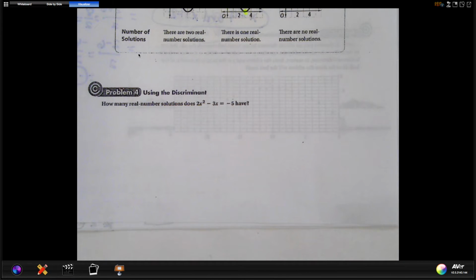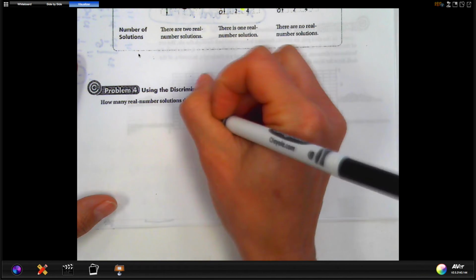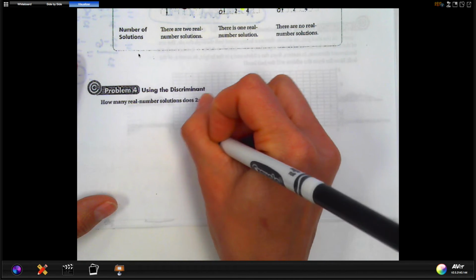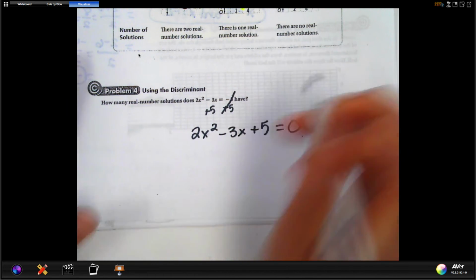So, using the discriminant. Sometimes the question isn't what is the solution, it's how many solutions are there. And without graphing it, you can figure it out. So in this case, it says, how many real number solutions does 2x squared minus 3x equal negative 5 have? Okay, what's the first thing that needs to happen here before I can do anything? Cody, what's first? Set it equal to 0. That's right. So we're going to add 5 here and add 5 over here. So it's really 2x squared minus 3x plus 5 equals 0 first.